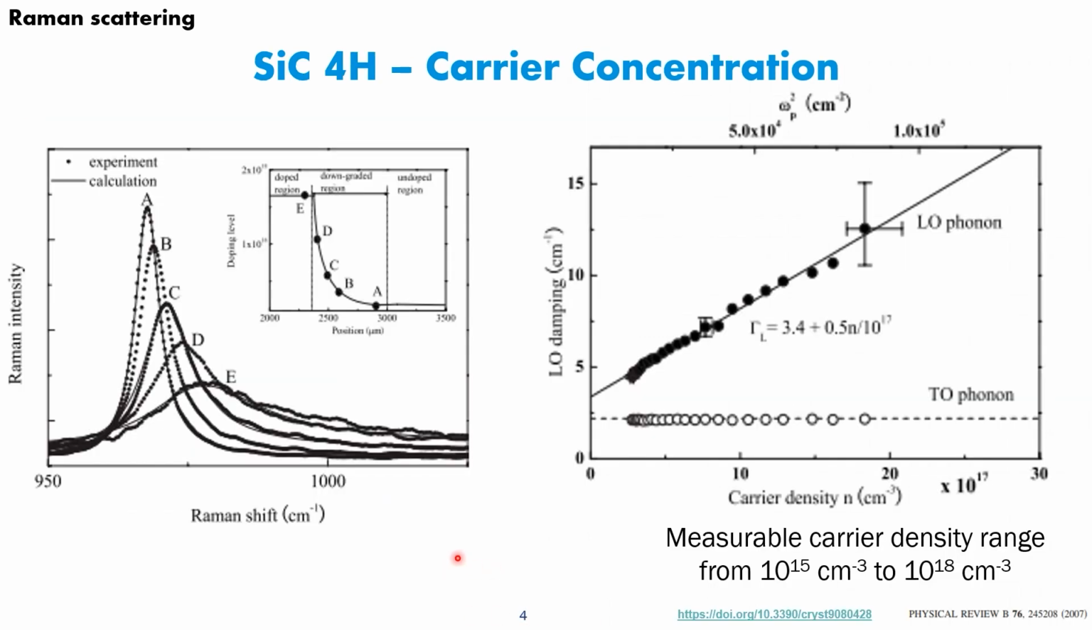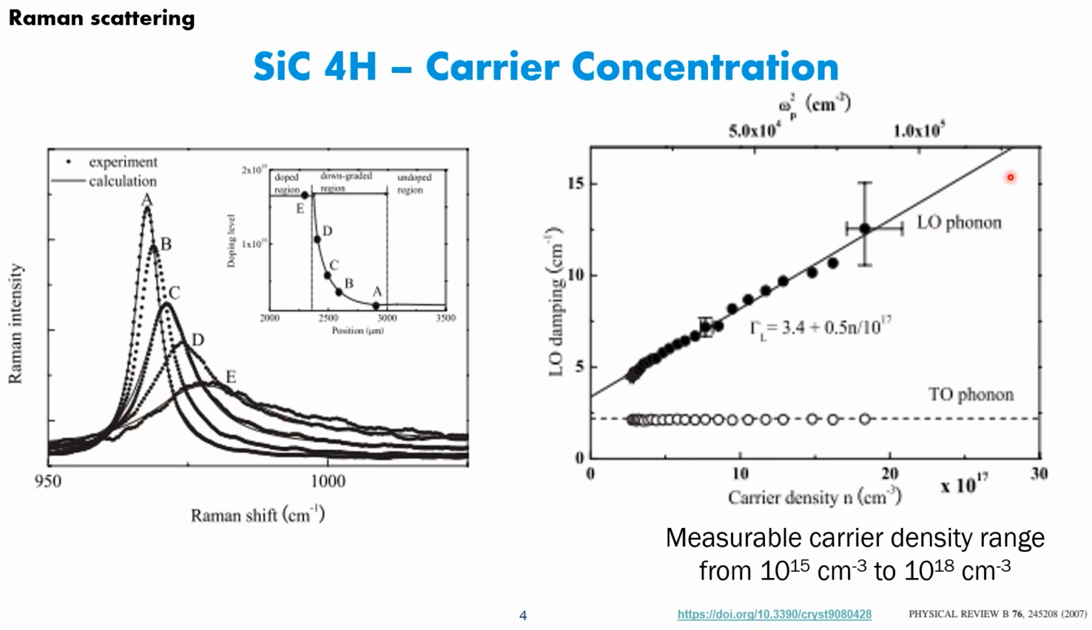An example of this is silicon carbide. This is 4H polytype silicon carbide. And again, we're looking at the longitudinal optical mode in this particular system. And this silicon carbide was doped across, there was a gradient of the dopant across this chip. And we see from the edge towards the highest doped region, from A, the lowest doped, to E, the highest doped, we see this change in position and dampening, where you see this asymmetric profile.